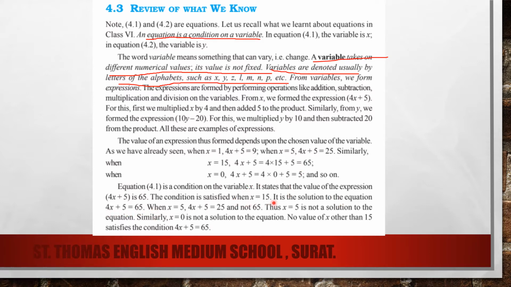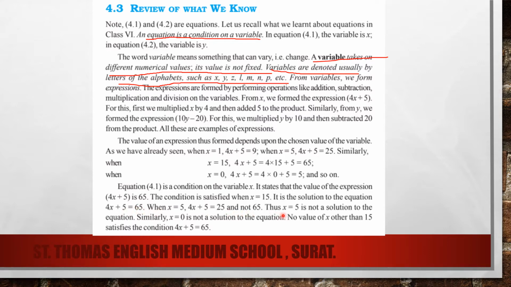So what do you mean by solution? When you substitute a value for x, if LHS is equal to RHS, then we say this value is the solution to the equation. When x is equal to 5, we have already seen that we got 25, not 65, right? Thus, x is equal to 5 is not a solution. So, in this equation, 4x plus 5 is equal to 65, if you substitute x is equal to 5, then you will get 25, not 65. So, both LHS and RHS are not equal.